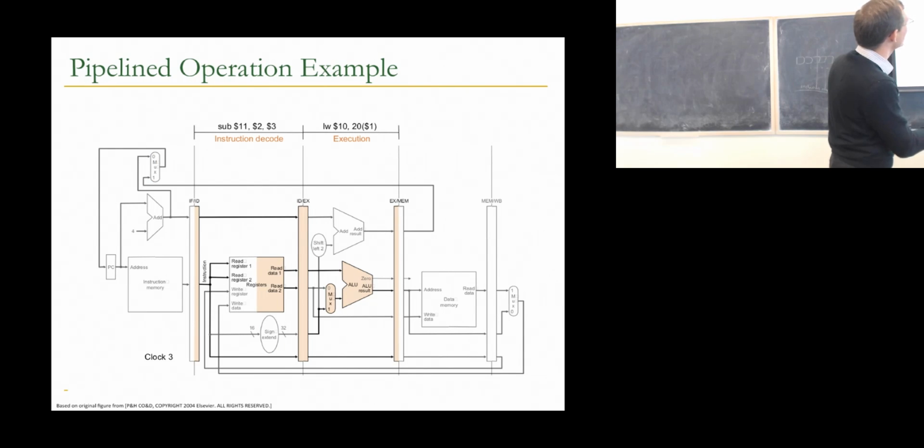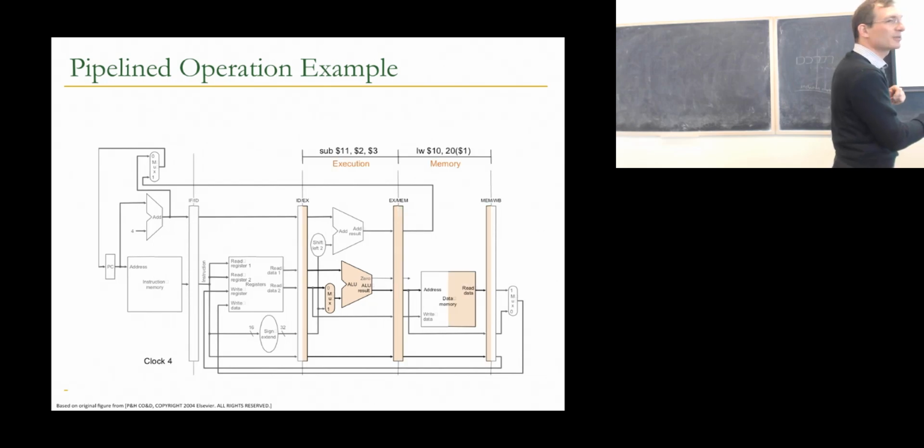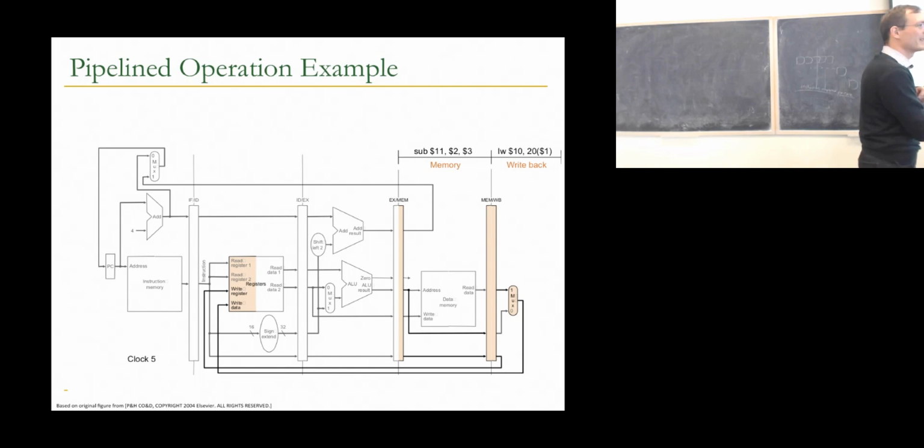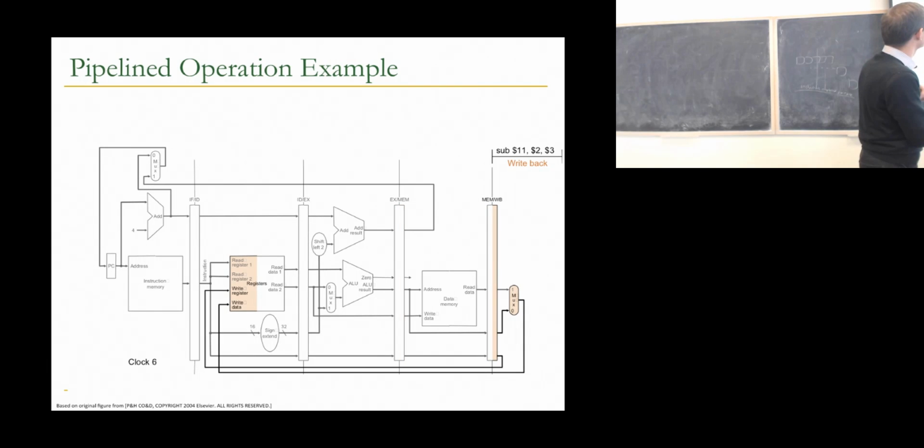Once this load is accessing memory, the second instruction is being executed. Nice, right? Once this load is writing back, the second subtract is accessing memory, but it's not accessing memory because it doesn't need to access memory. So it's just propagating its results. And later on, the load is gone, and subtract writes its result back. So it takes six clock cycles to execute.